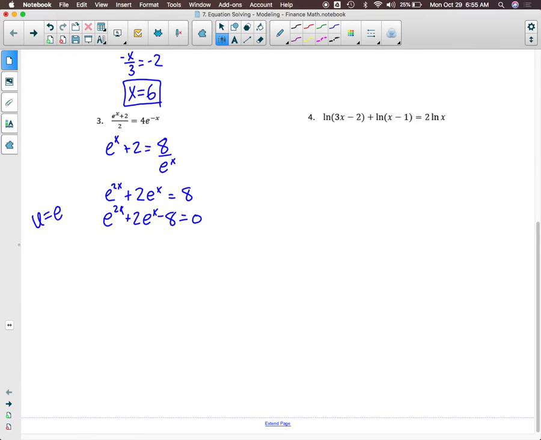For your sake, I'm going to let u equal e to the x, although I personally would try to recommend that you get used to not bothering writing u unless you really have to.